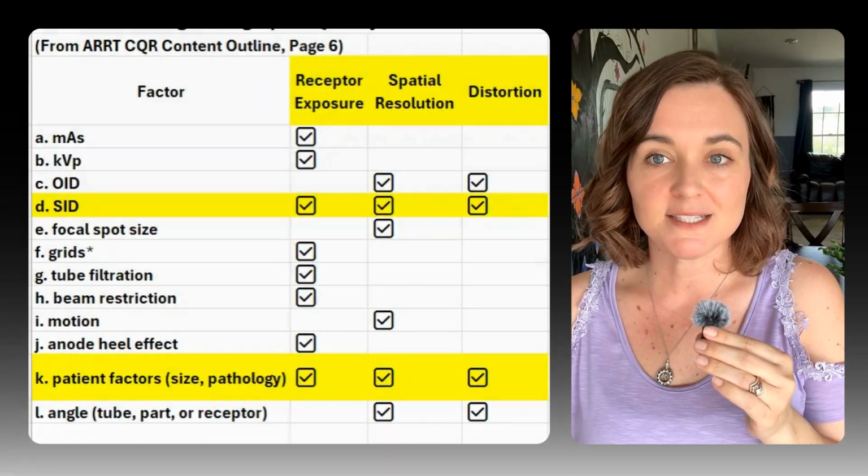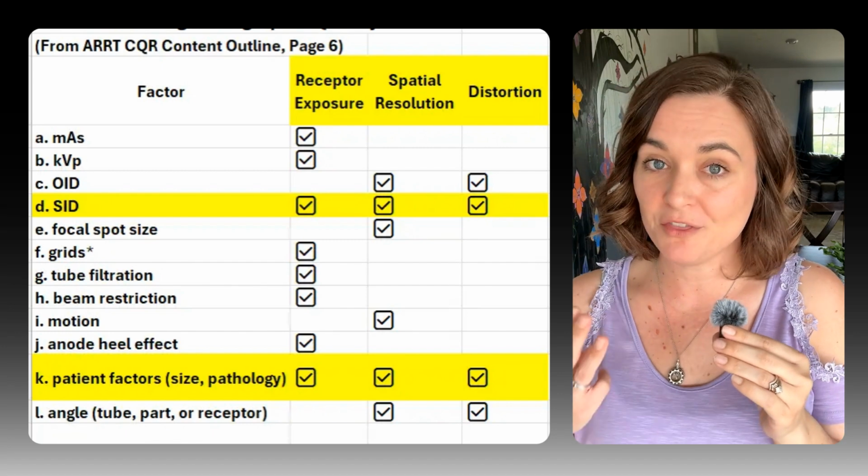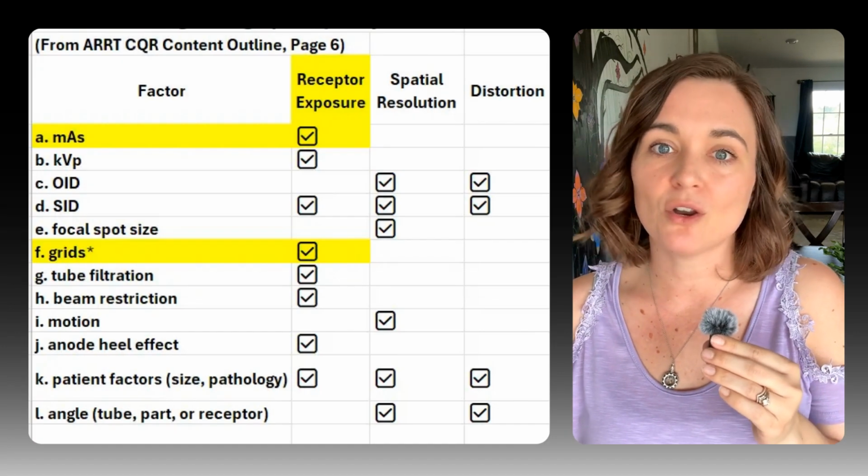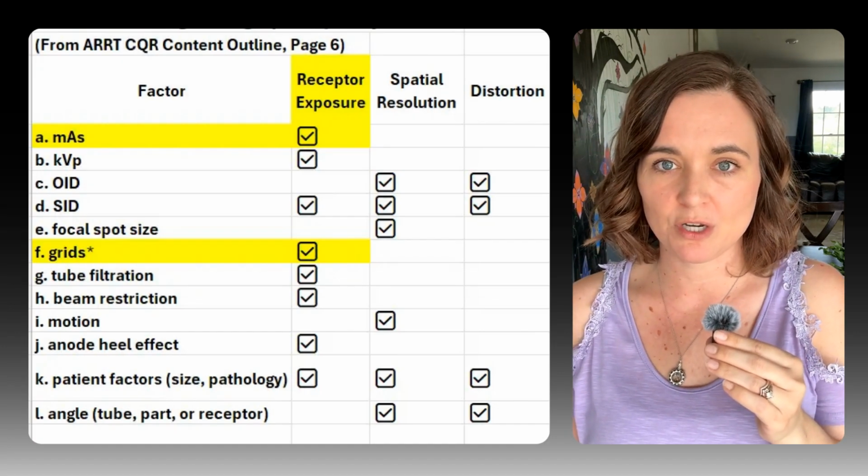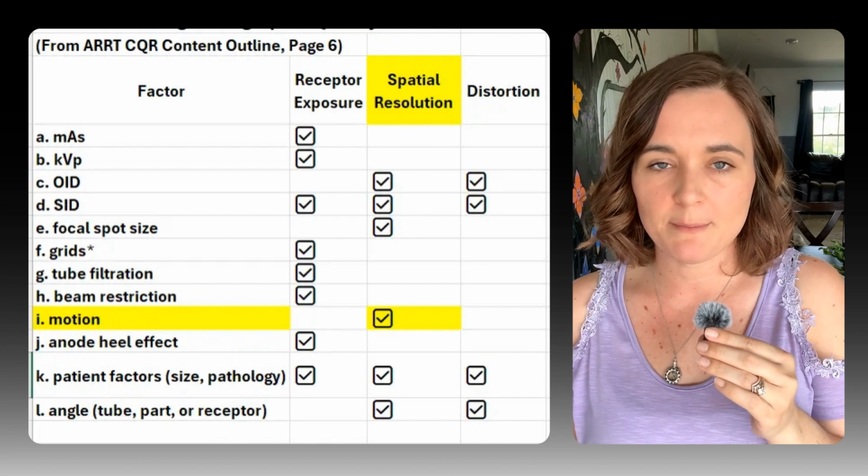Now that you've seen which factors belong to which pillar, the patterns start to emerge, right? SID and patient factors show up in all three. Mass and grids are only about receptor exposure, and motion only impacts resolution. This is a great mental map to keep in mind.